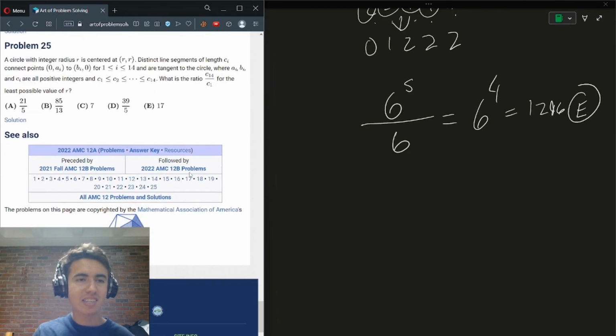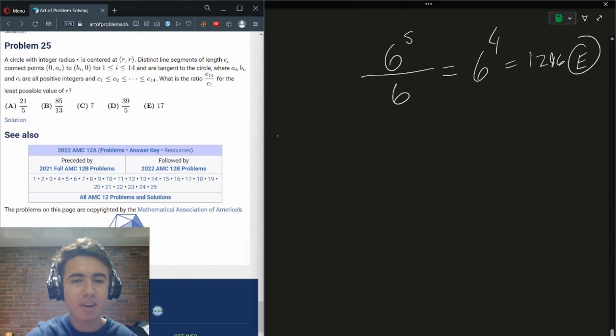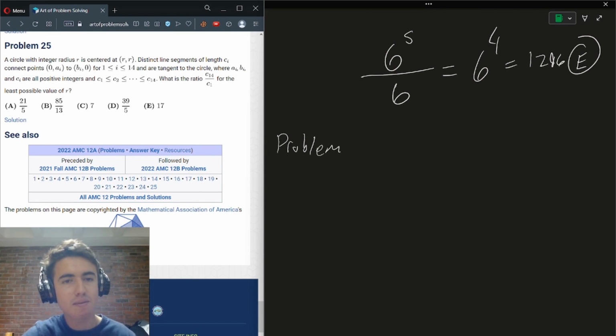On to the very last problem, problem 25. We're given a circle of radius r at position (r, r) on the Cartesian plane, and we also have points on the x and y axis that are connected to form a line segment. And we want to know for what case does a circle have 14 of those line segments connected to integers on the x and y axis?